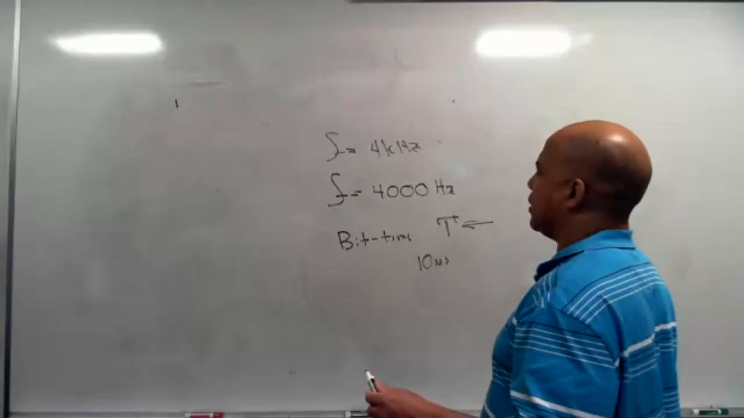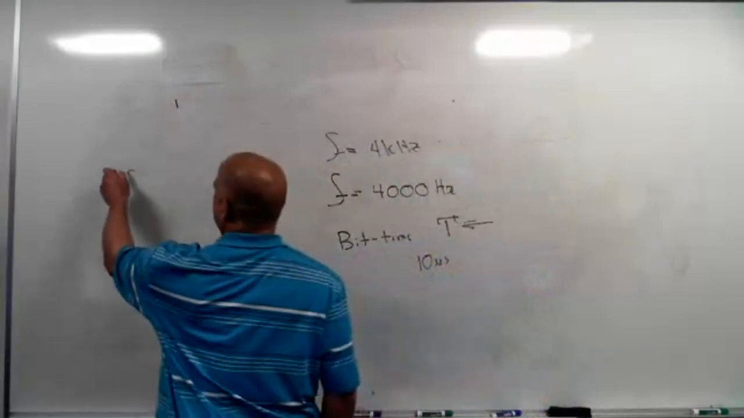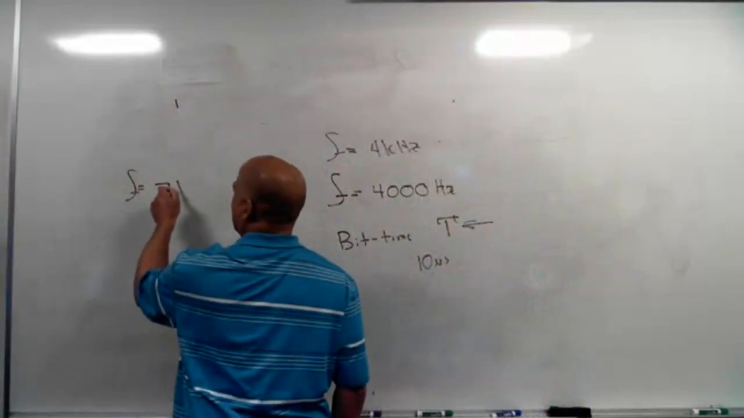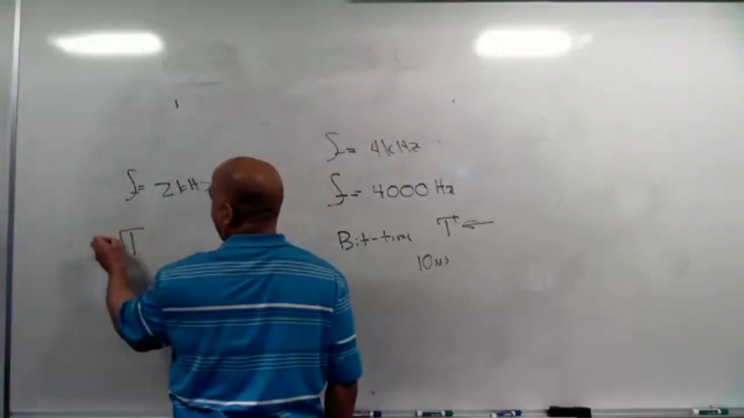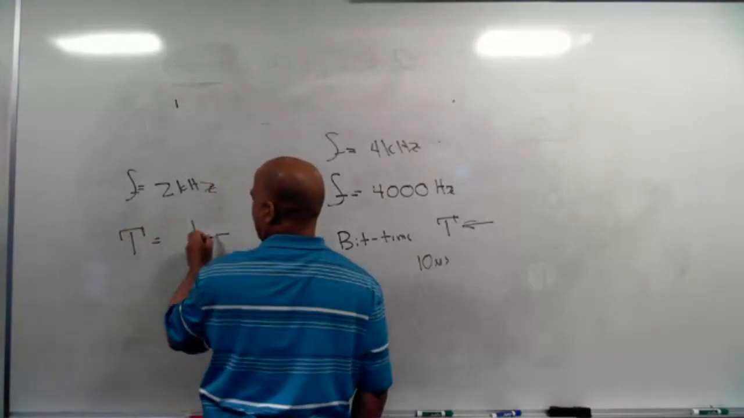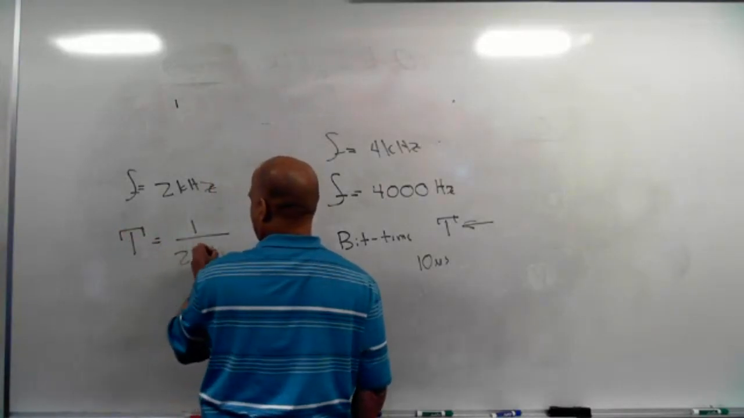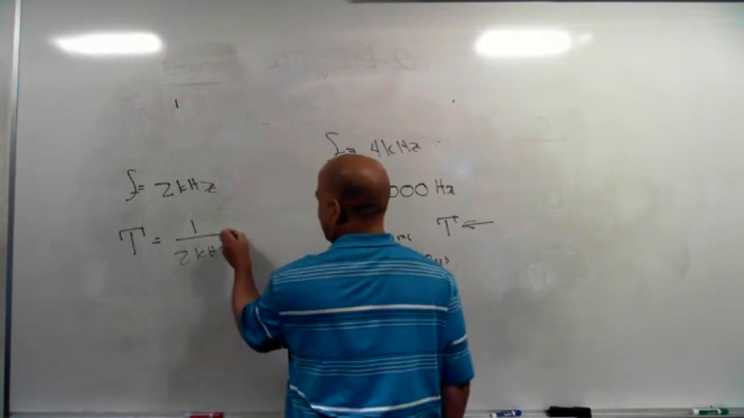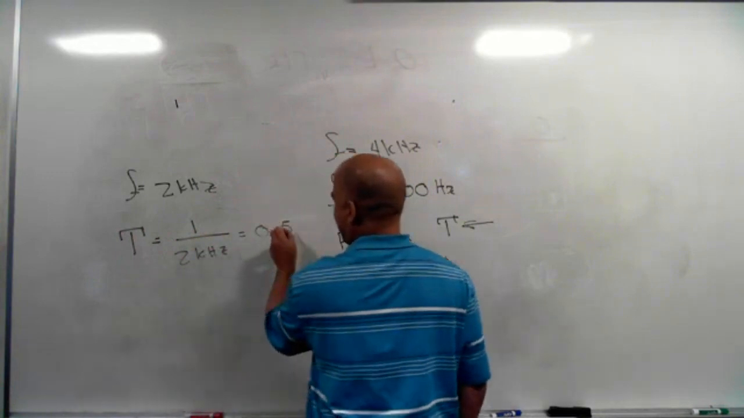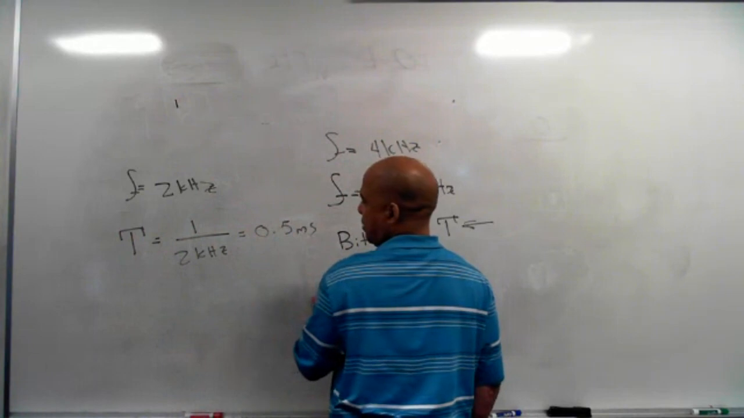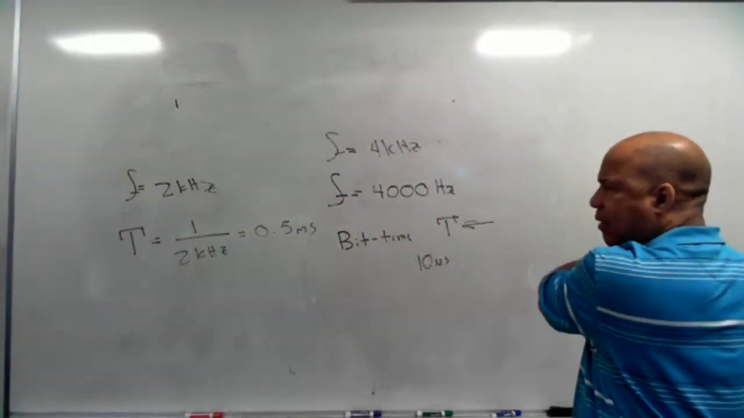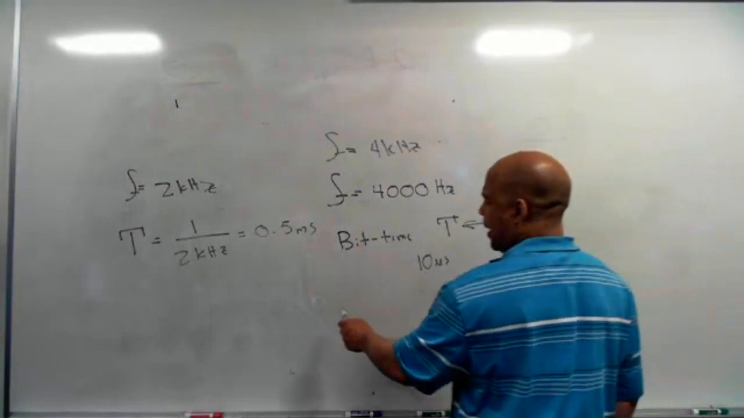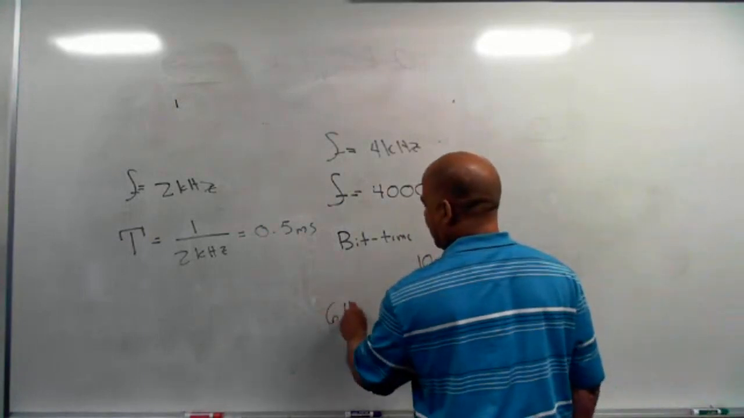Okay. So if it's 2 kilohertz, so frequency is 2 kilohertz. That's what you said? So then we find the period. The period would be 1 over 2 kilohertz, which is 0.5 milliseconds. So that would be the bit time.